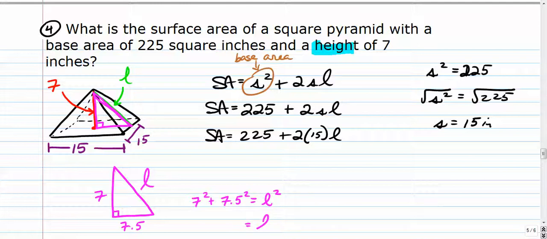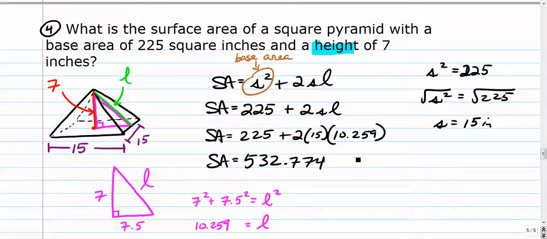Your slant height is 10.259. So that's what we'll put right in here. 10.259. And then you're ready to multiply all that stuff together and see what you get. $532.774. And that is square inches. Cool.